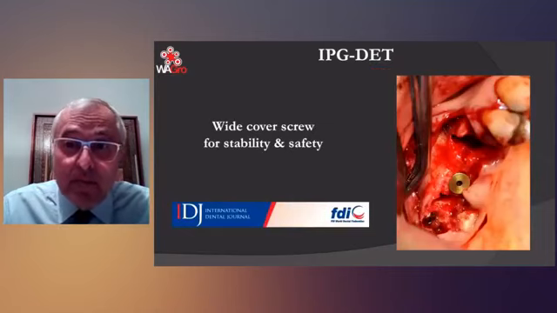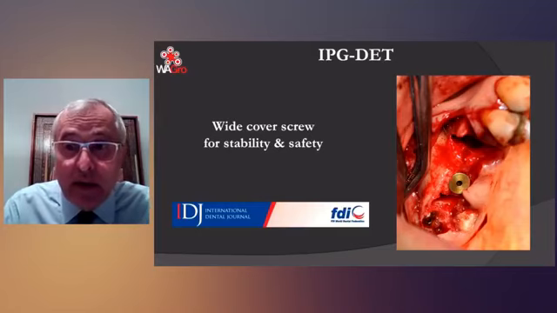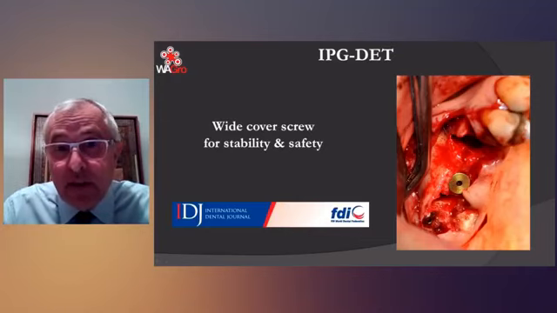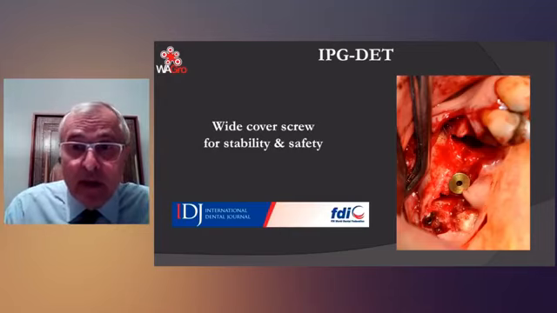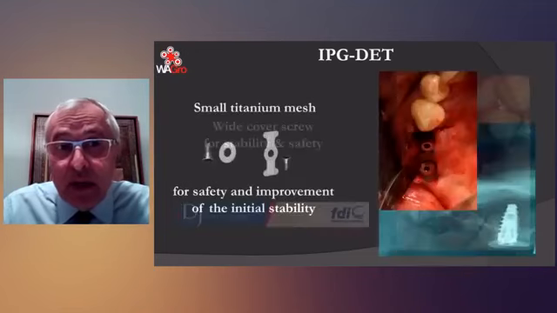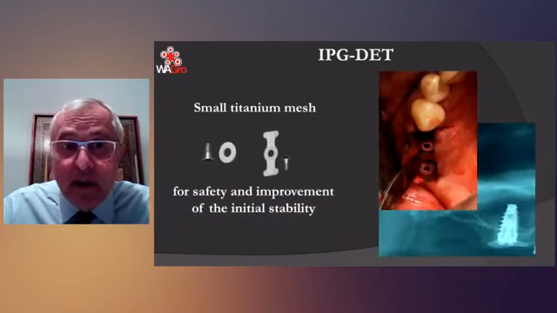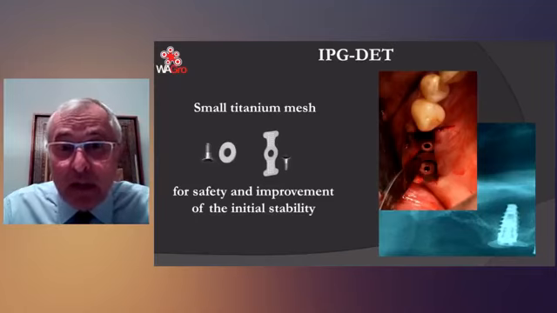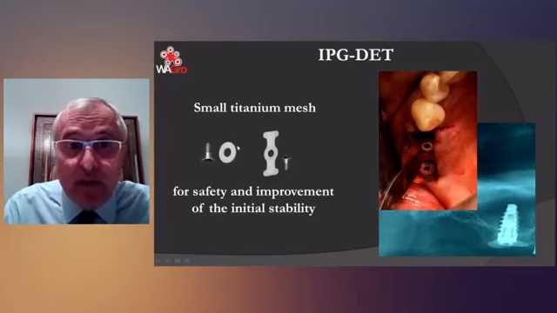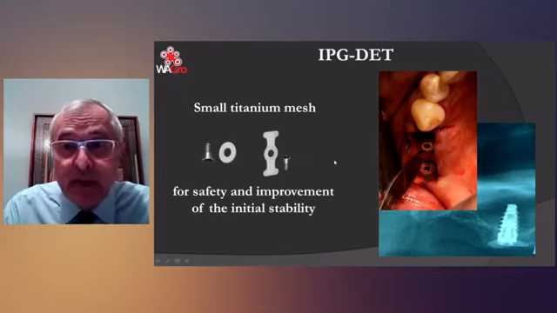Where we place the implants, usually we use a wide cover screw like this one here. So this wide cover screw gives stability, but also is safe. It gives safety to the implant also. But we can use also a small titanium mesh for safety and improvement of the initial stability. And we have these two kinds of small titanium mesh that we can use after the implant placement with the IPG DED technique.